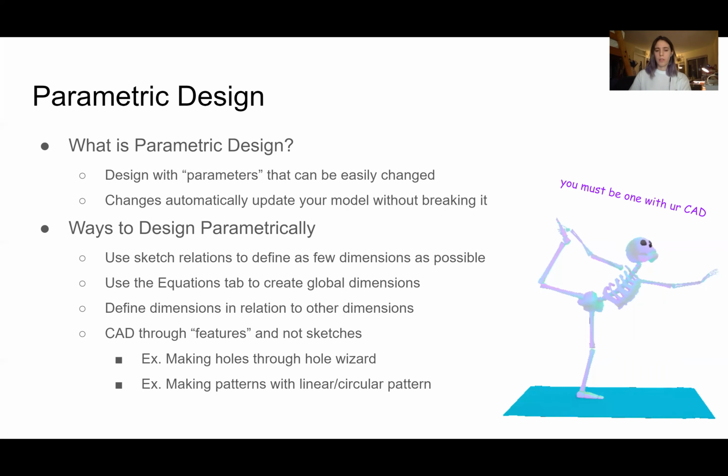Another thing is CADing through features and not sketches. There are tools in SolidWorks that are going to make it so much easier to duplicate and pattern and help you make features. Hole Wizard is a great one because it creates holes to specifications automatically. It's very easy to change them. Also making patterns, mirroring things, that kind of thing. Basically, any place where you define a sketch or part of a sketch in relation to something else instead of defining it on its own is really helpful.